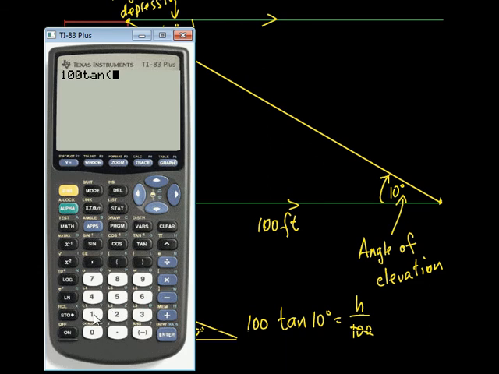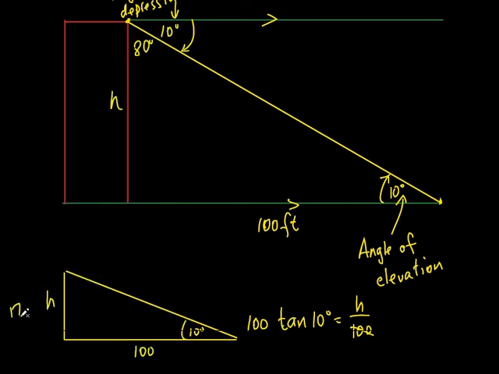Yep, it's right there. Alright, so on this calculator you go 100, tangent 10. But what if you had a TI-30XA? 10, tangent, times 100. Okay? So make sure you know how to use your calculator. So 17.6. So the height right here would be 17.6 what? Feet. If that was 100 feet. Make sense? It's pretty easy, isn't it?